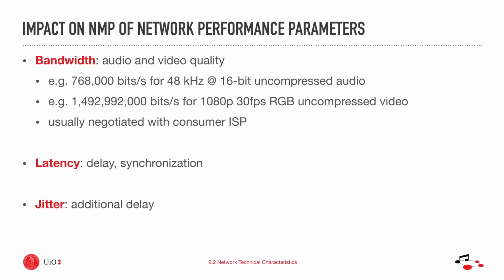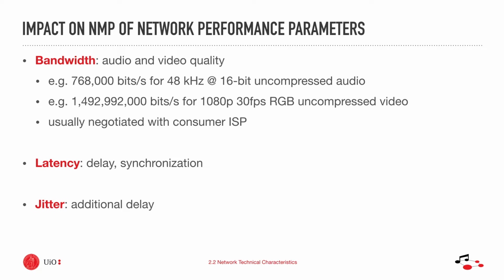So let's try to put everything together. What is the impact of the requirements for playing music together against the performance parameters of a computer network? The bandwidth will only determine the quality and quantity of audio and video signals that we are transmitting and receiving. For instance, for each channel of uncompressed audio, we need 768 megabit per second using a sampling rate of 48 kilohertz. So for stereo, you need the double of this.